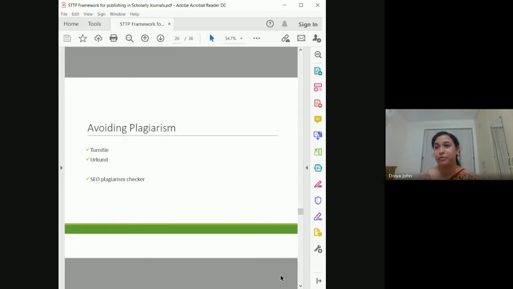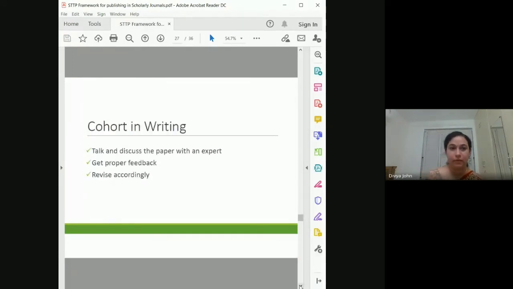Once you've prepared your paper and written it according to the particular format, before you send it for publication, run it through a plagiarism checker. If you're fortunate enough that your university provides Turnitin and Urkund, you can be really lucky, as they give real and authentic reports. I generally use the SEO plagiarism checker. That's free software, and you don't have to pay money for that. It is completely free.